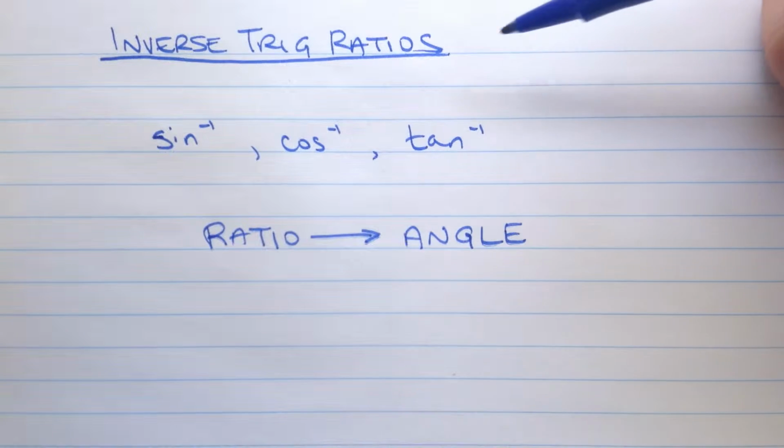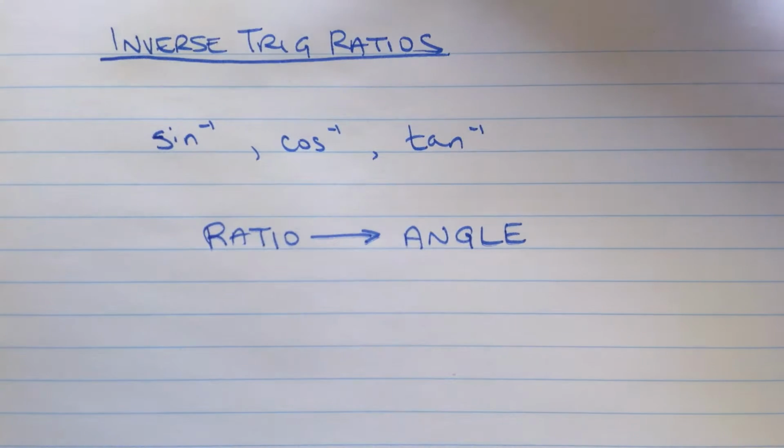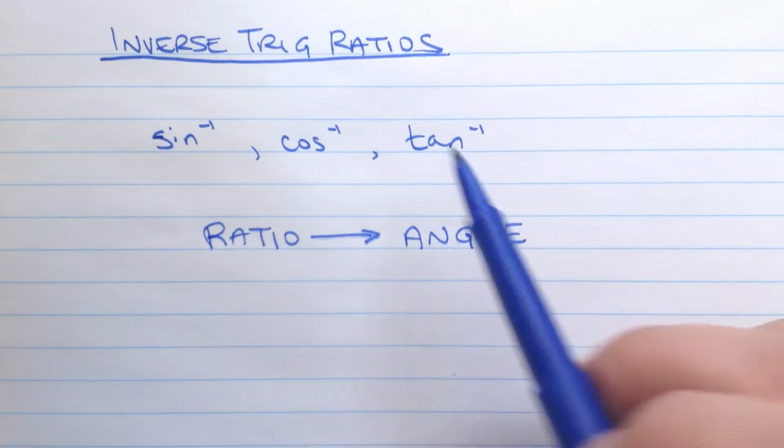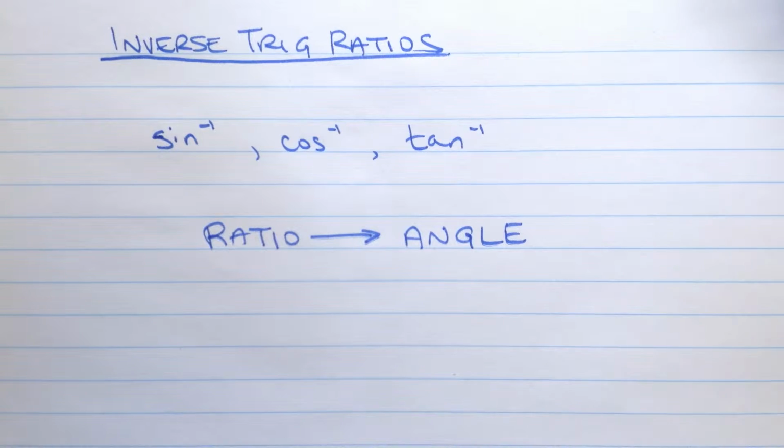We're going to look at the inverse trig ratio functions today. They are sine inverse, cosine inverse, and tangent inverse, or we'll say sine inverse, cos inverse, tan inverse. There are other ways to write these, but I like these ones, and that's what my calculator shows, so that works out nicely.